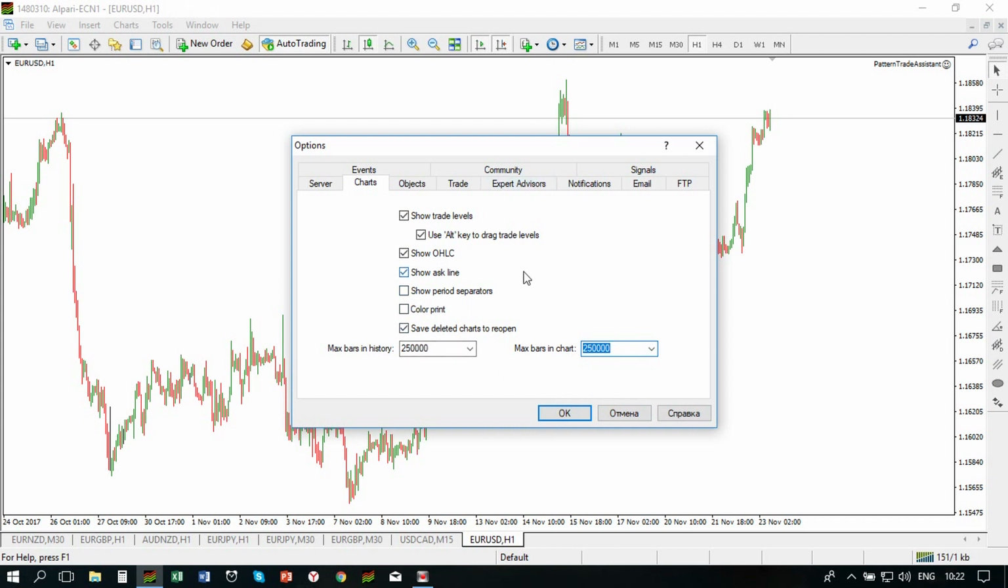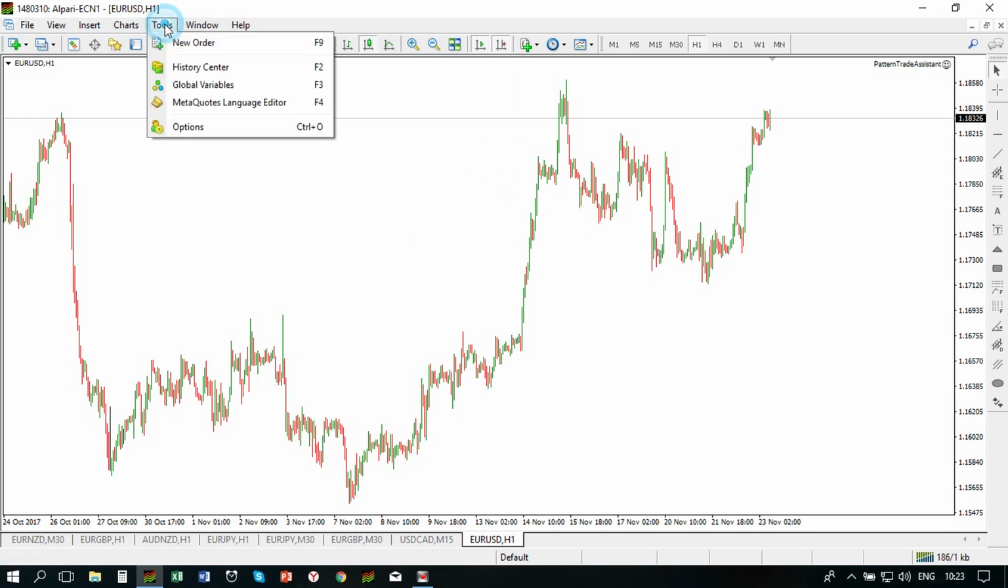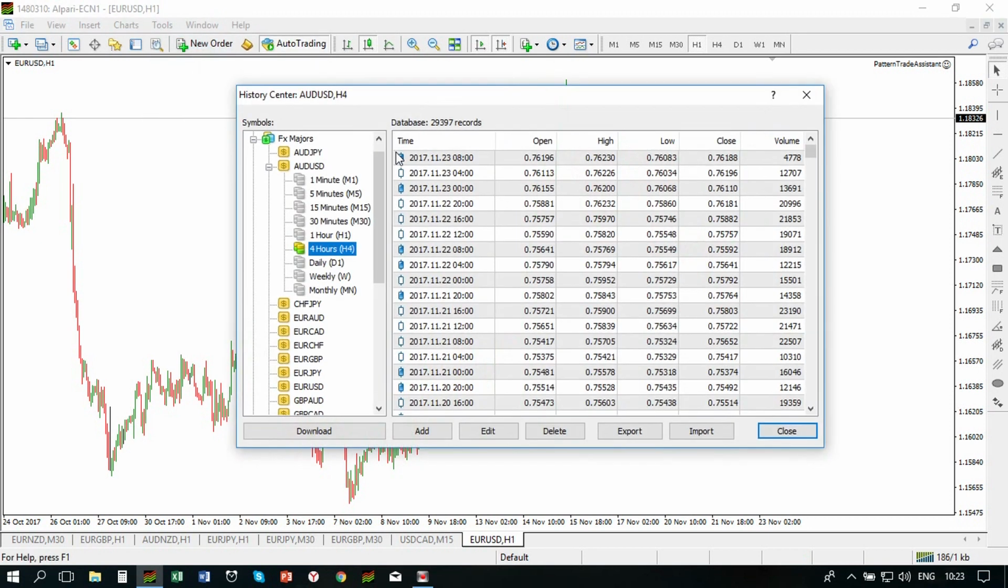So if your MetaTrader is very slow and it is consuming lots of RAM, then you should only use 5,000. You don't need to have them all processed at the same time. Let's go next. For real-time trading, 5,000 bars is enough, but for backtesting you need to enable a bit more bars.